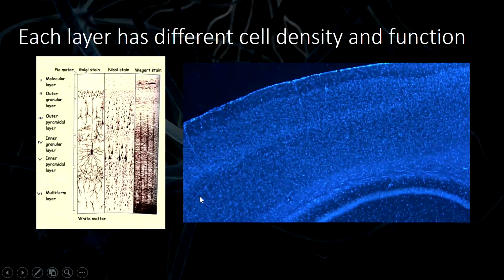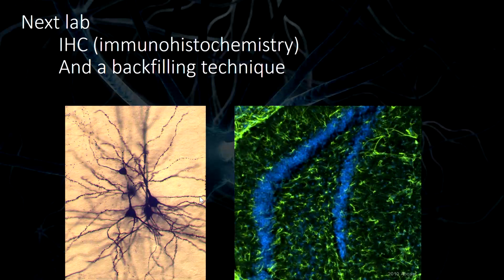That means different layers will have different functions. All right, that is the lecture part of this week. And next week, we're going to talk about immunohistochemistry. We're going to do fancy stainings. We'll have different colors. And then we'll talk about the backfilling technique. And let's get ready for the lab.